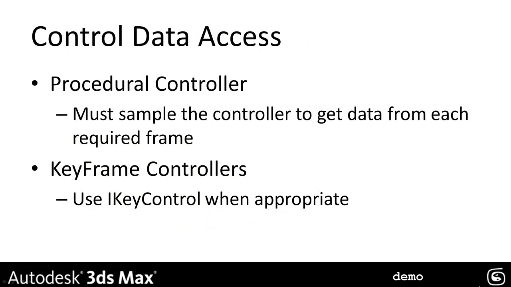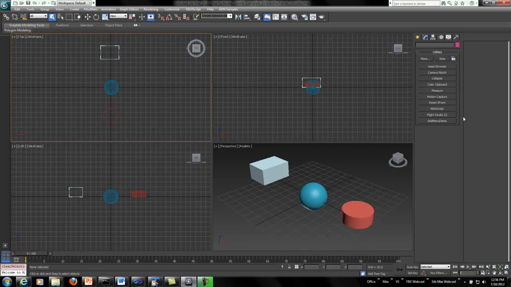We'll take a look at some sample code in a moment, but before that, let's remember that with a procedural controller, you must sample the controller to get the data from each required frame. And with the keyframe controllers, you will use the IKeyControl interface when appropriate. So let's switch over and take a look at the sample code.